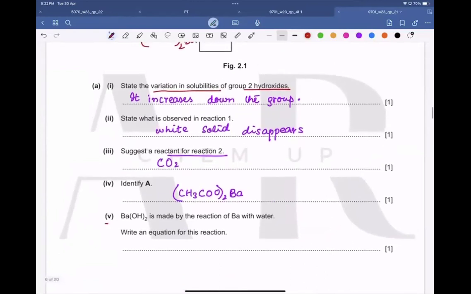Now, part 5, barium hydroxide is made by the reaction of barium with water. Write an equation for this reaction. Okay, so we know when a metal reacts with water, we will get a metal hydroxide and hydrogen. So barium, when it reacts with water, we get barium hydroxide, Ba(OH)2, and along with this, hydrogen gas is released and it's aqueous. Here we got a liquid, here we got a solid. To balance the equation, we have to put a 2 over here. Is this clear to all of you?